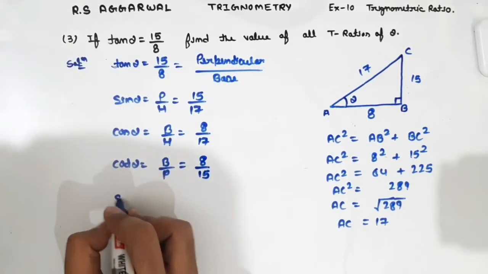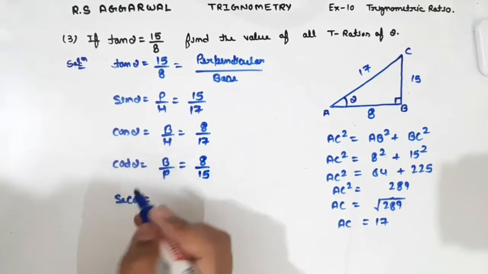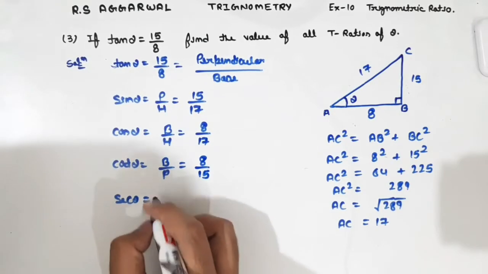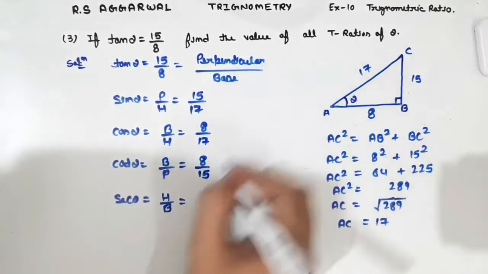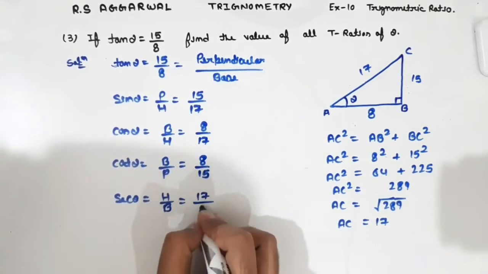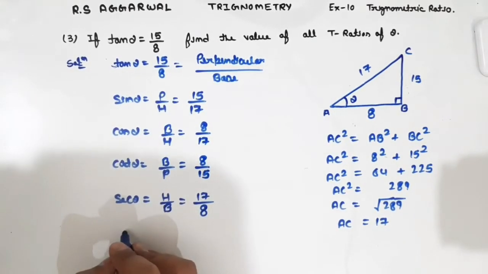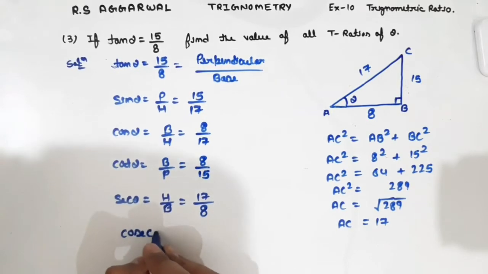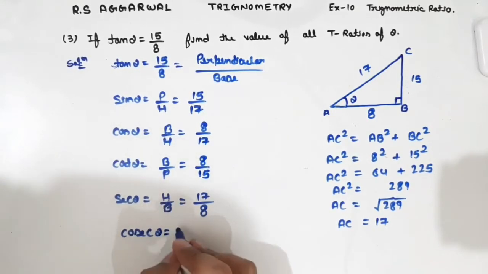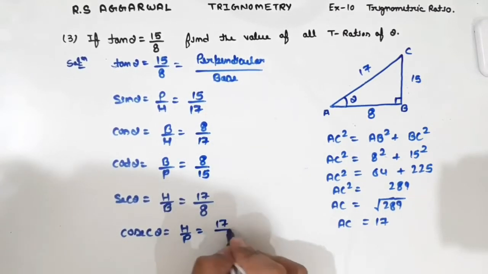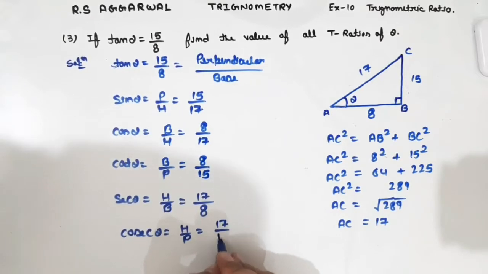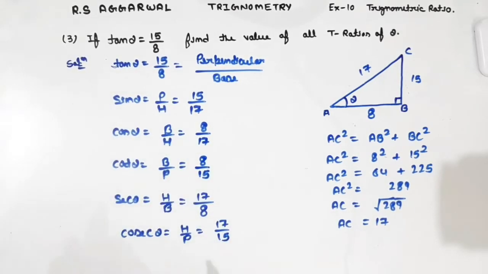Then sec theta is given by hypotenuse upon base. So our hypotenuse is 17 and base is 8. And at last cosec theta is given by hypotenuse upon perpendicular. So that is hypotenuse is 17 and perpendicular is 15. So these are all our trigonometric ratio.